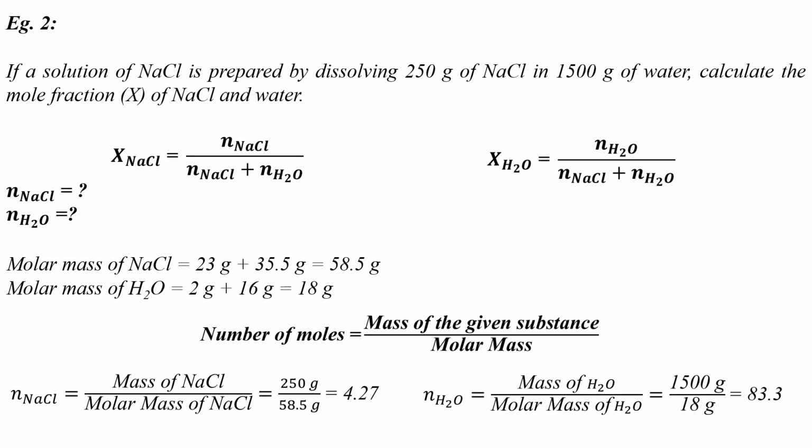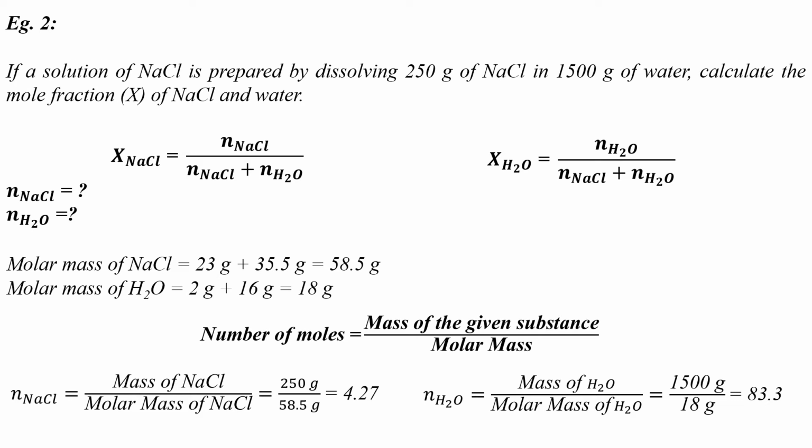Now, in the formula, you find the terms number of moles of NaCl and number of moles of water. So, in the next step, you have to calculate the number of moles of NaCl and water. What is the formula used to calculate the number of moles? Number of moles is equal to mass of the given substance divided by molar mass. Here again in the formula you encounter another problem. You do not know what the molar mass of NaCl and water is. So first of all, let's calculate the molar mass of NaCl and molar mass of water. Note that it is not molecular mass, it is molar mass.